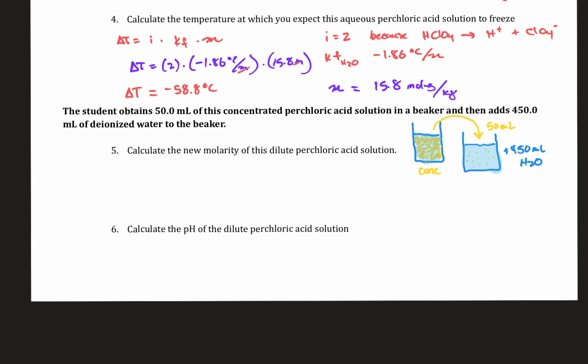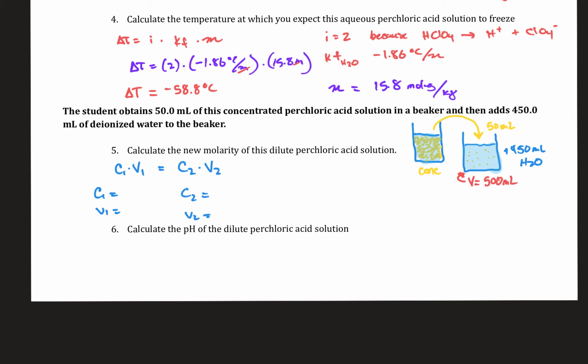Now in this next question, a student takes 50 milliliters of this super concentrated perchloric acid solution and adds it to a beaker, then adds 450 milliliters of pure deionized water, so that the total volume of this new solution is going to be 500 milliliters. And the question asks, what is the molarity of this dilute solution?